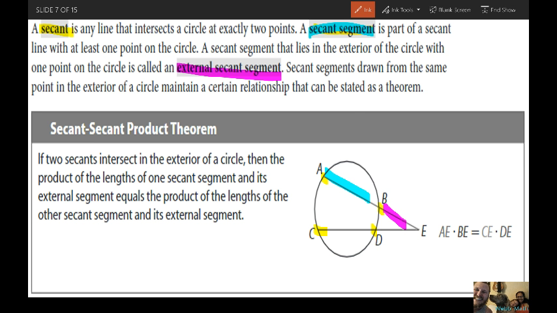Okay. Sorry, that whole Stain song just comes in my head. 'Cause I'm on the outside, I'm looking in, I see a secant.